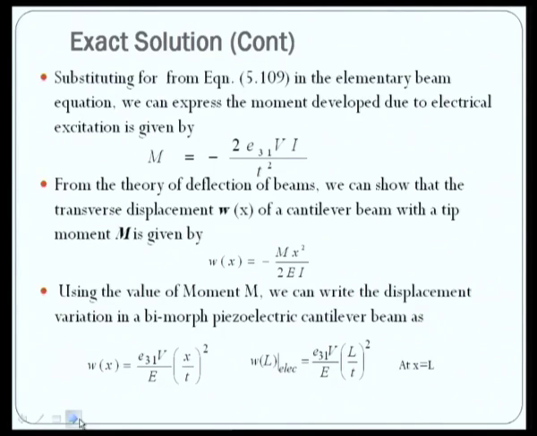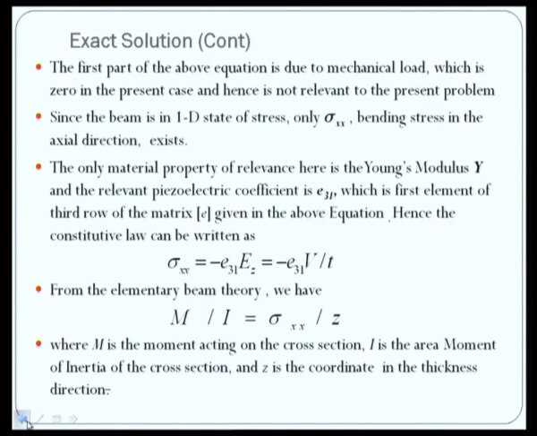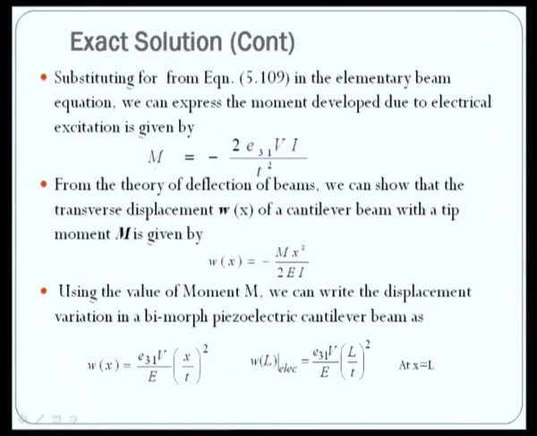So, substituting sigma xx into the equation, M by I will be equal to V into e31 by t by z. At the two top ends, z ranges from minus t by 2 to plus t by 2. When we substitute this, the moment becomes 2 into e31 V I by t square.